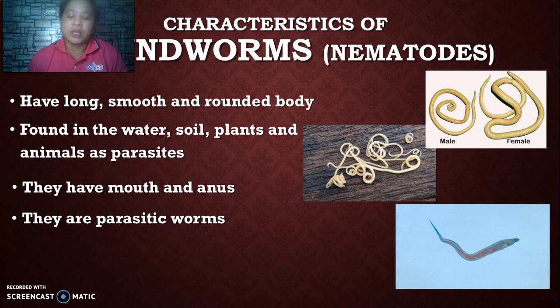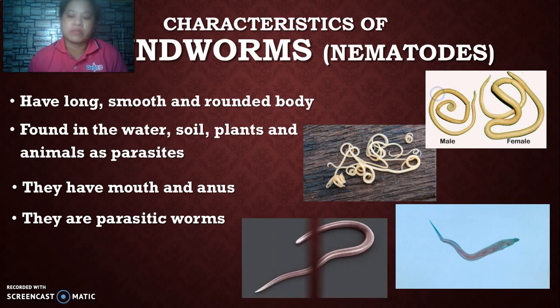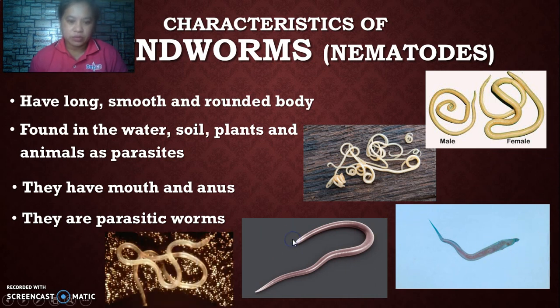This one is the pinworm. This one is the trichina worm. And the last is the filarial worm. This kind of worm, the filarial worm, can cause a disease in humans called elephantiasis.